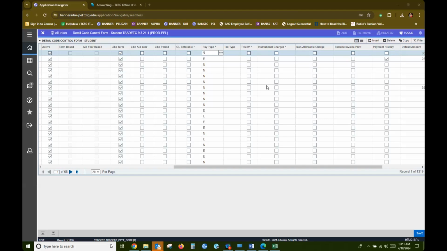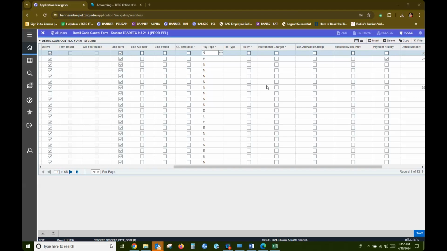A library fine is not an institutional charge. It's not charged to every student. It's not charged to every student in the program. It's only charged to those students who don't return their books on time or they did something to get a library fine. A library fee could be an institutional charge because you're charging it either to every student or to every student in a program.